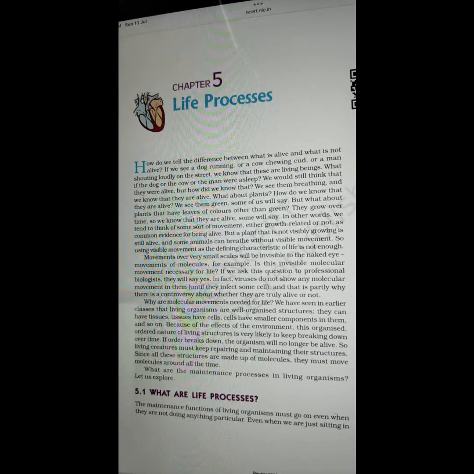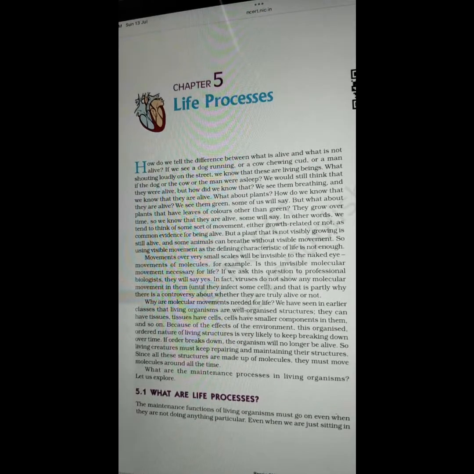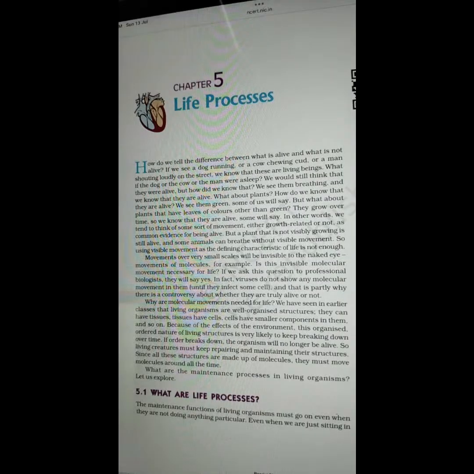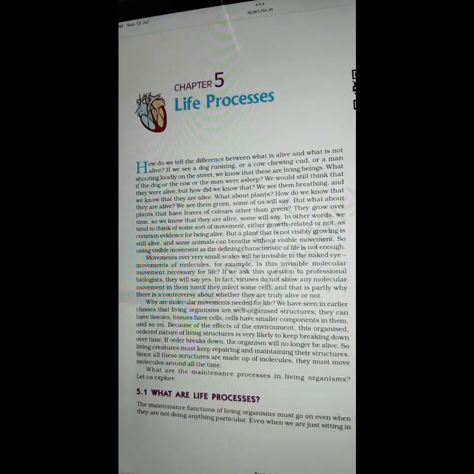Let me just check if the screen is clear to you. I hope the screen is clear. So let's begin with the reading of Chapter 5 Life Processes.